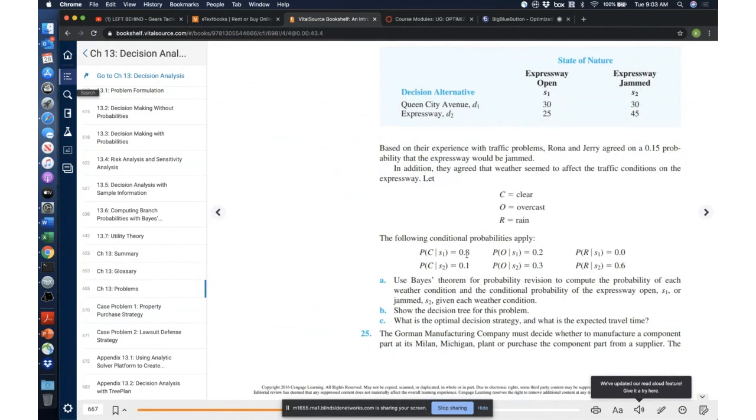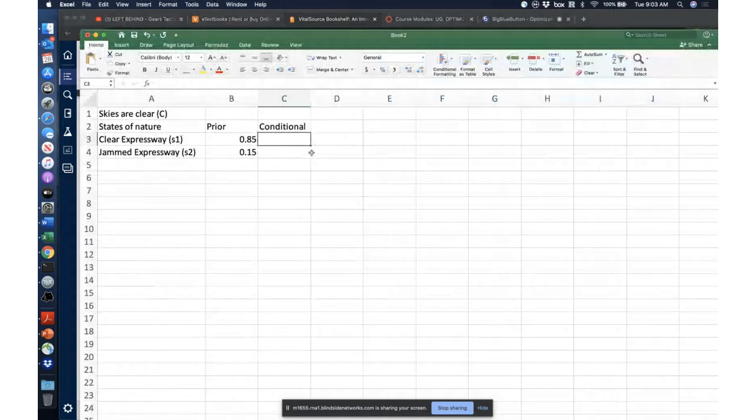So whenever you saw that there was no jam, the probability that the skies were clear is 80%. Whenever you saw that there was a jam, the probability that the skies are clear is 10%. So it's 80% and 10%. These were your conditional probabilities.